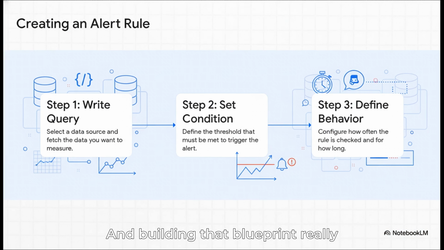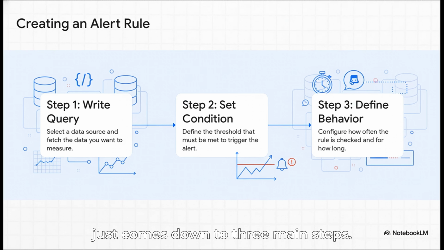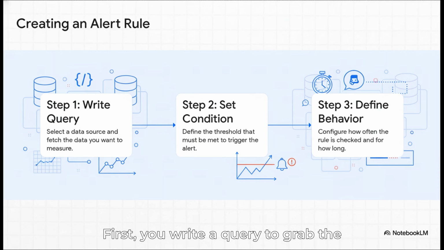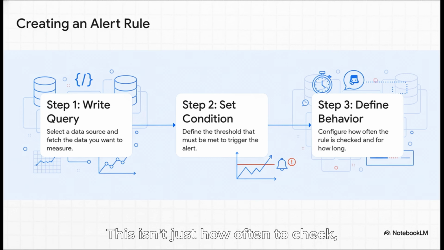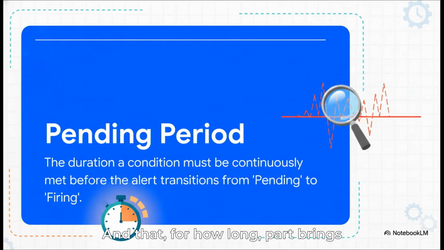And building that blueprint really just comes down to three main steps. First, you write a query to grab the metric you care about. Second, you set the condition, that magic number that if crossed means something is wrong. And third, and this is super important, you define the evaluation behavior. This isn't just how often to check, but also for how long a problem has to exist before it's time to sound the alarm. And that for how long part brings us to a really powerful concept, the pending period.